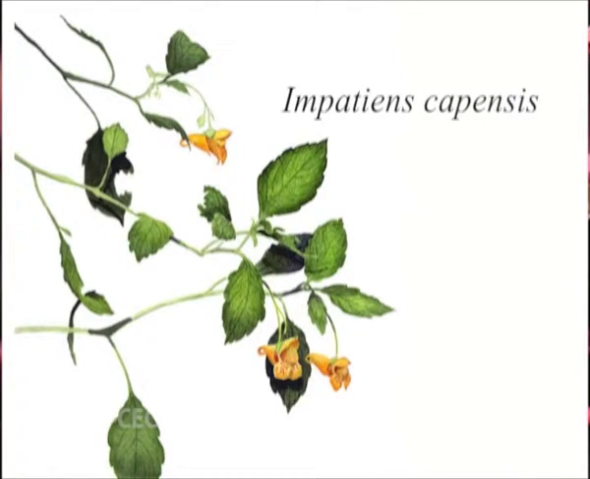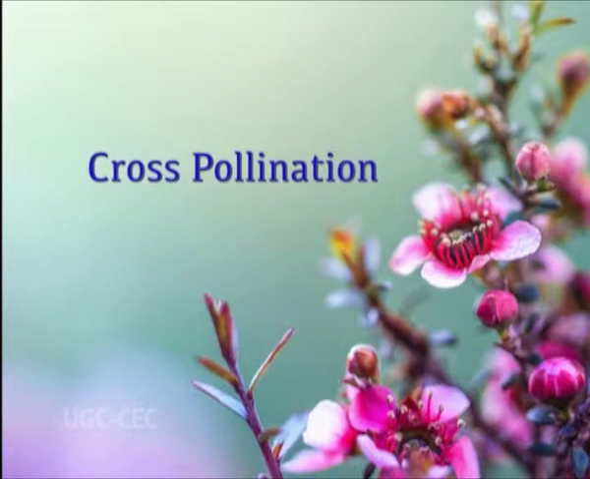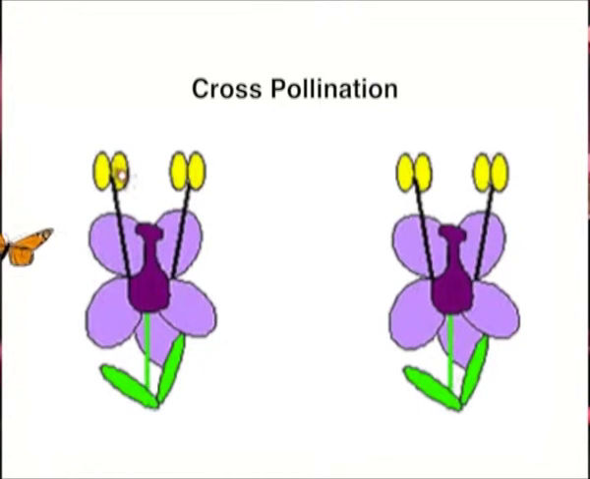Plants like Impatiens capensis produce cleistogamous flowers on unfavorable sites for maintenance of population. The disadvantage of cleistogamy is suppression of production of genetically superior plants. Cross-pollination or allogamy is most common in plants since it produces genetically strong offspring.